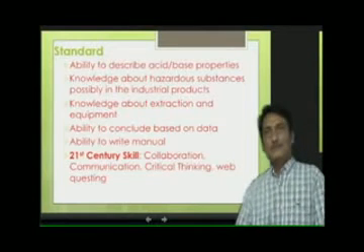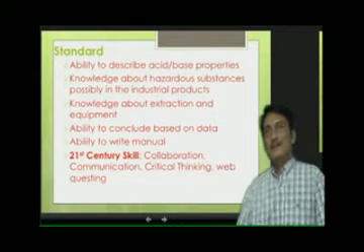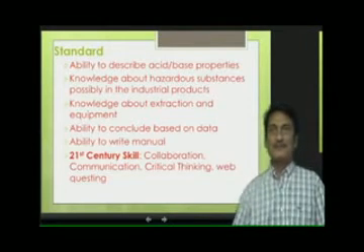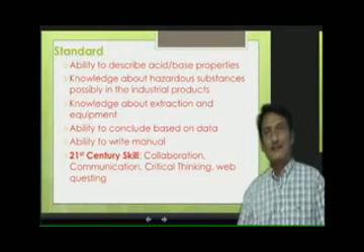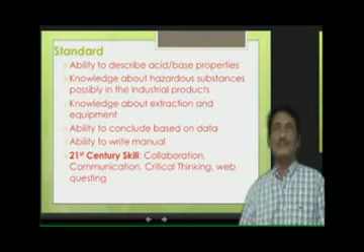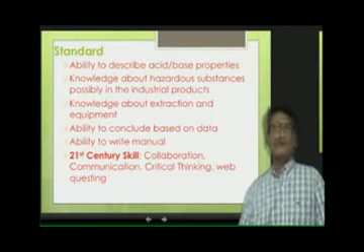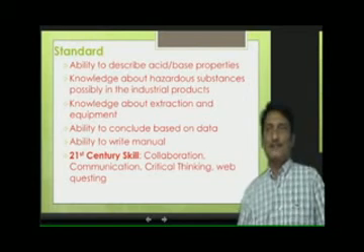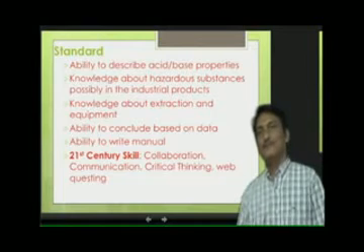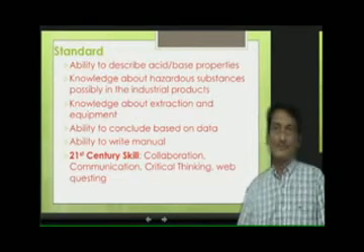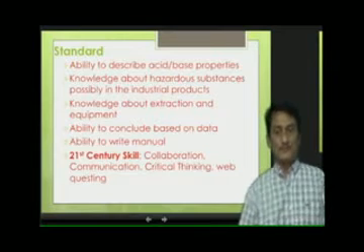I'm talking about the standard of this project. The first is ability to describe acid or base properties. The second, knowledge about hazardous substances, possibly in the industrial products. The third, knowledge about extraction and equipment that is used in this process. The fourth, ability to conclude based on the data of the experiment. And the fifth, ability to write a manual. The 21st century skills are collaboration, communication, critical thinking, and questioning.